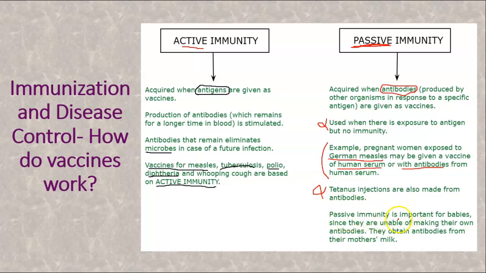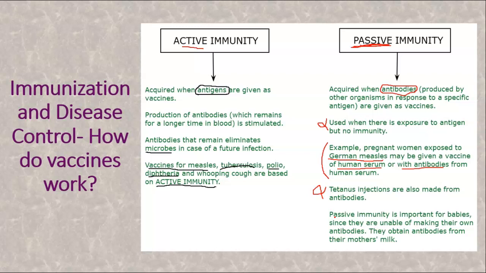Passive immunity is important for babies mostly, since they are unable to make their own antibodies. Remember we established that up here, exposure to the antigen, however the individual is not capable of making its own antibodies, so mainly babies, because when babies are born they are not capable of making their own antibodies, they rely on the antibody from the milk produced in the mother's breast, the mother's milk.